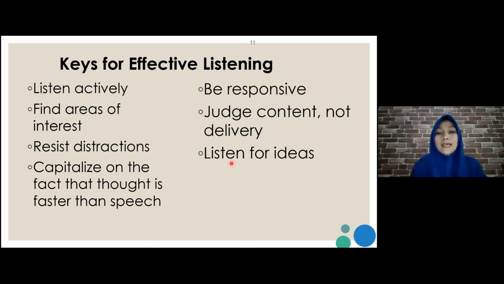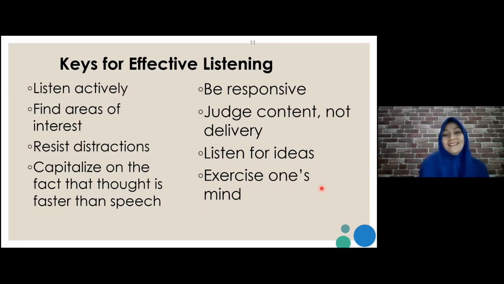The next is listen for ideas. As a good manager, as a good boss, you need to listen more to the ideas from your subordinates, your workers, your employees. Listen to what they are complaining about, what they are talking about, what they are suggesting. So listen more.